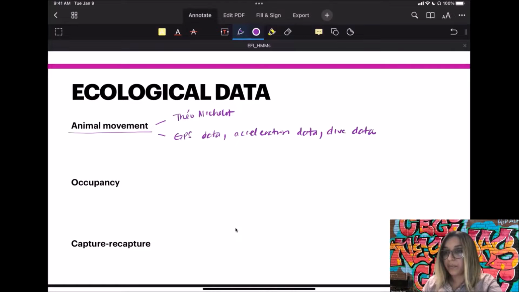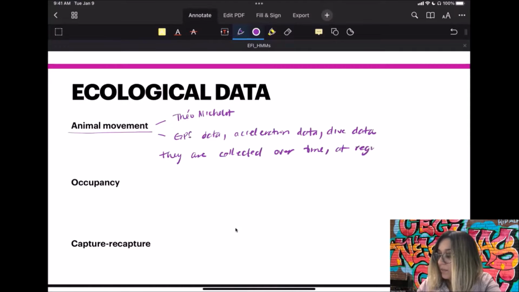What these different types of data streams have in common is that they're typically collected over time at regular intervals. We can think about having a position for a specific animal collected every 5 minutes, every 10 minutes, or so on, or in such a way that it can be filled if there's any missing data.